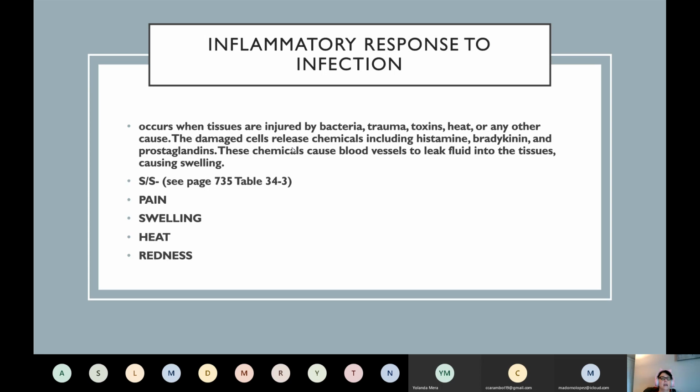But everything as far as the inflammatory response is done by chemicals that we call like histamines. And I know you've heard of that because you take an antihistamine, which is like Benadryl, right? Bradykinin and prostaglandins, different things like this. There's just all these chemicals.